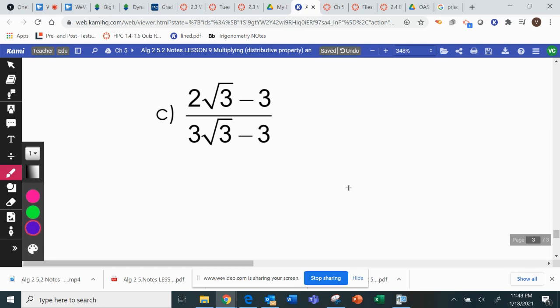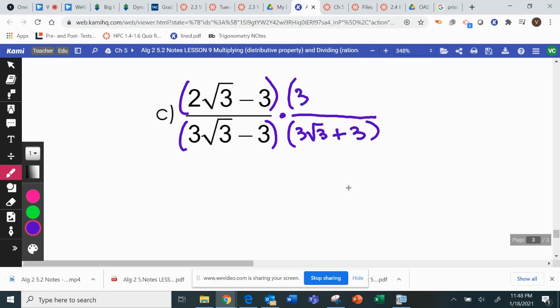We've got a radical as part of a binomial in the denominator. That's a binomial. This is a binomial. But what matters is what's in the denominator. So we're going to multiply by the conjugate of the denominator, 3 square root 3 plus 3. Same thing on top, 3 square root 3 plus 3. So that's what I'm multiplying by, a value of 1.